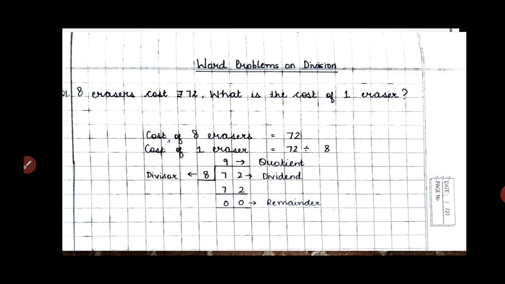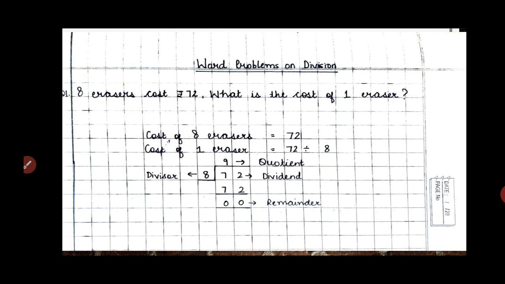This is going to be a fair work, so you have to do this work in your notebook. Write down the heading word problems in division, date in one corner and classwork on the other. The first question, 8 erasers cost rupees 72. What is the cost of one eraser?